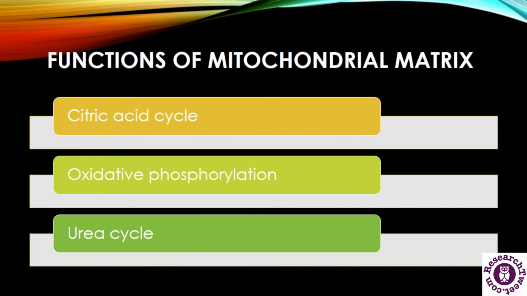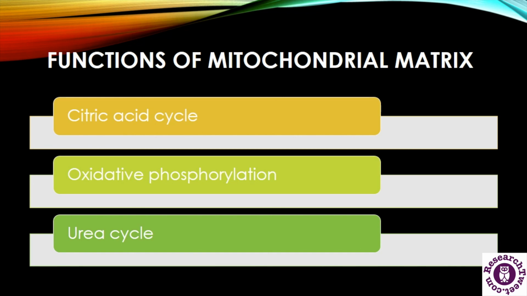Another process completed in the mitochondrial matrix is oxidative phosphorylation, which also includes the electron transport chain. This is the process of ATP synthesis. Basically, in this process the electron transport chain is completed, and in the last step there is an enzyme named ATP synthase, and this enzyme has the ability to convert ADP molecules into ATP molecules. That's why it is considered the powerhouse of the cell. The third function completed in the mitochondrial matrix is the urea cycle.